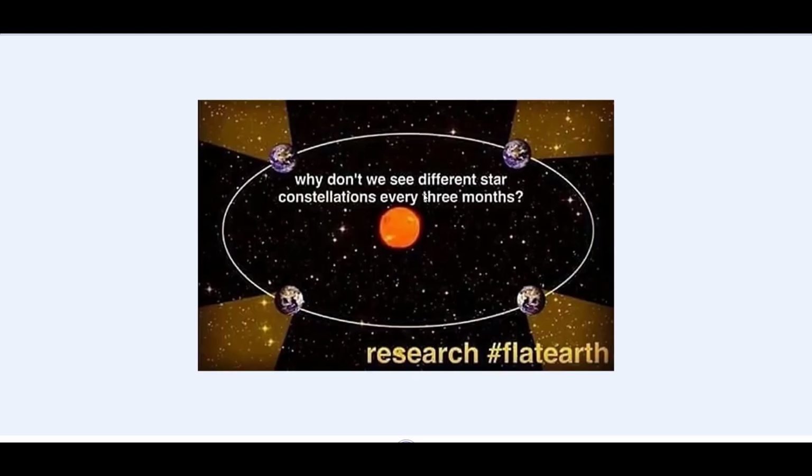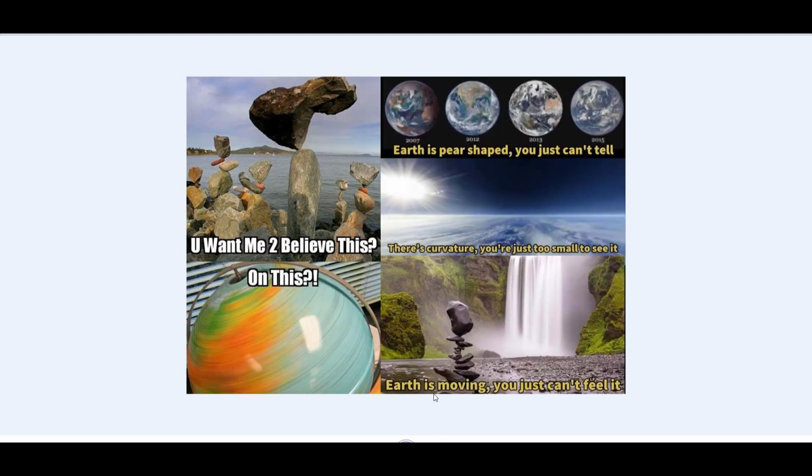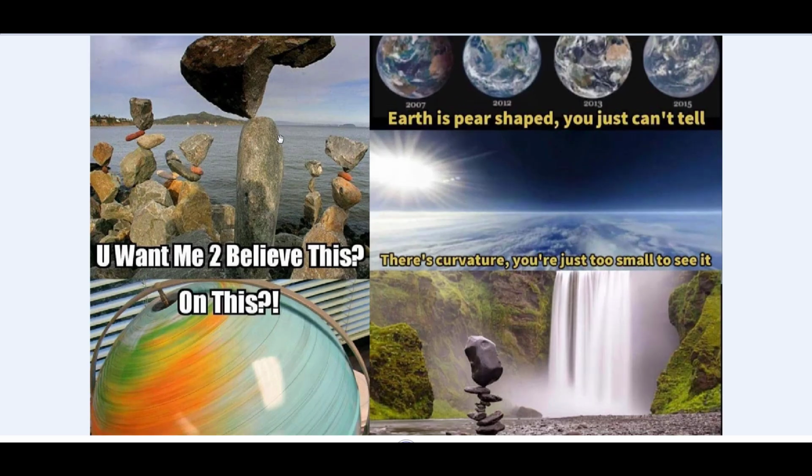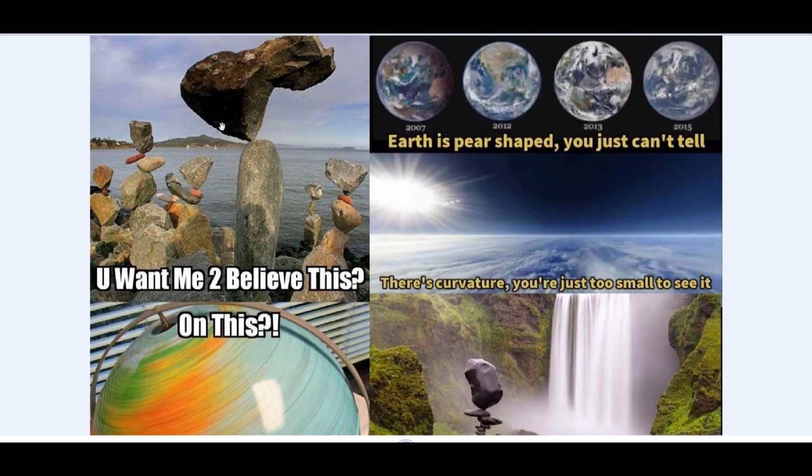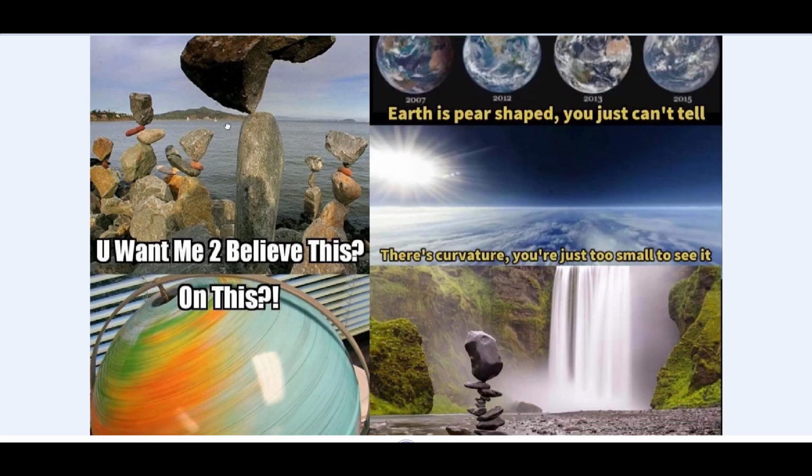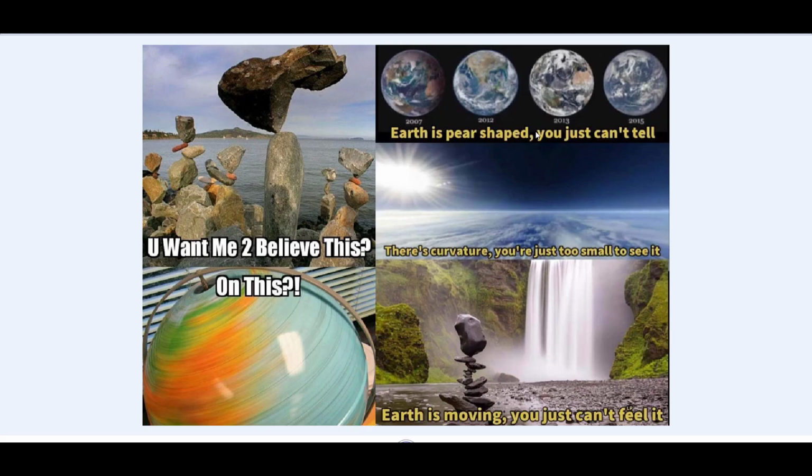So why don't we see different stars, constellations every 3 months? Because we move through space. And then you want me to believe this. Look at the perfect equilibrium, because the Earth does not move unless you have winds. If you have strong winds, that's the wind, or an earthquake. So Earth is pear-shaped. You just can't tell. There's curvature. You're just too small to see it. Earth is moving. You just can't feel it.